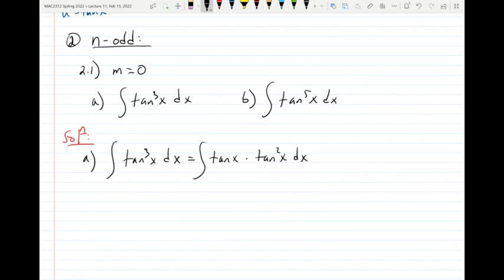Because the power is odd, that means that whatever I have left is still an odd power. Okay, keep that in mind. So why is this helpful? Because now this tangent square that I took out, I'm going to turn into a secant. Okay, so we can turn this into secant.